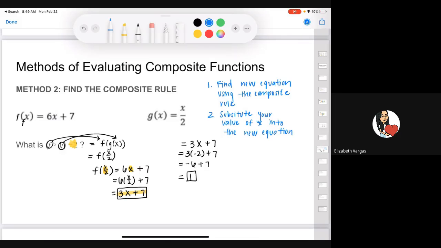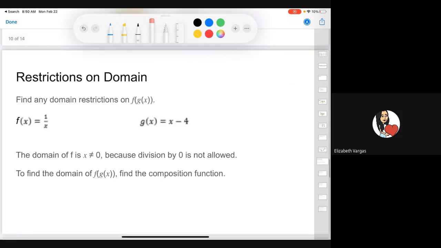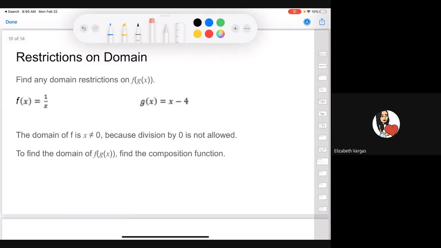Okay. And now we're going to look at one more thing. And this one more thing that we're going to look at today is we're going to learn about restrictions on the domain. So basically a restriction on the domain tells us what our domain restriction is. So for example, sometimes we see problems where it tells us that the domain is all real numbers, or the domain is x greater than 3. I'm sure you've seen these problems before.